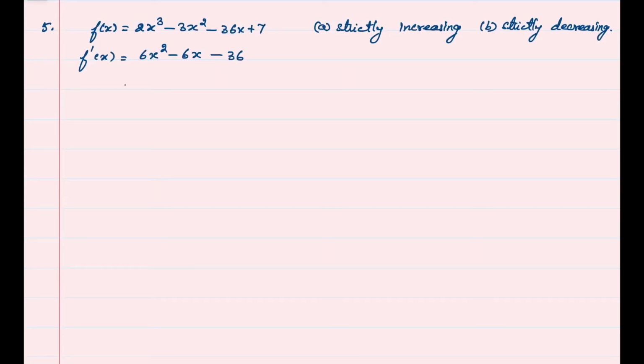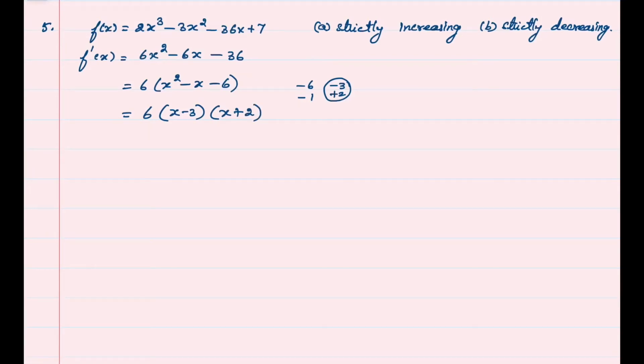Let us simplify this by taking 6 out. Let us factorize. Product is minus 6, sum is minus 1. The numbers are minus 3 and plus 2. Therefore, the factors are x minus 3 times x plus 2.